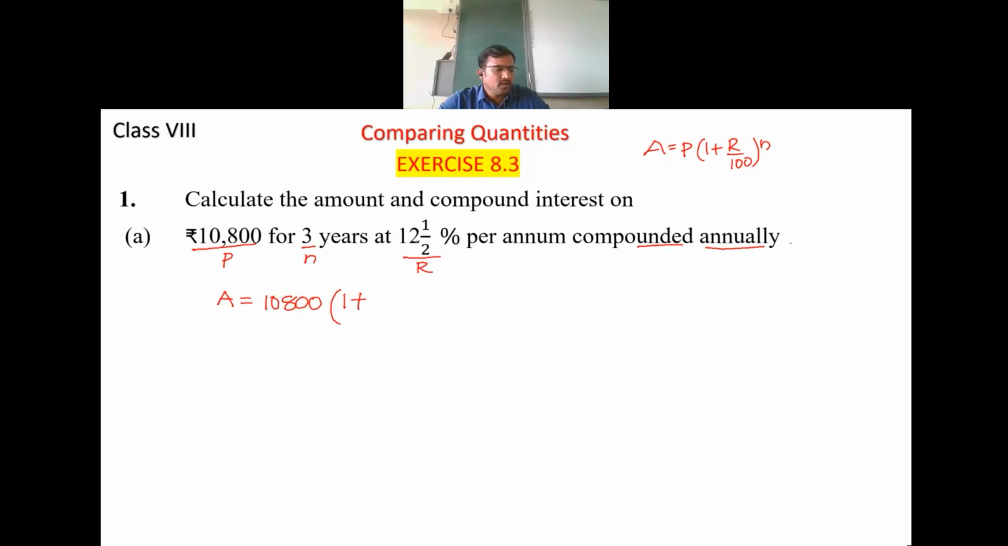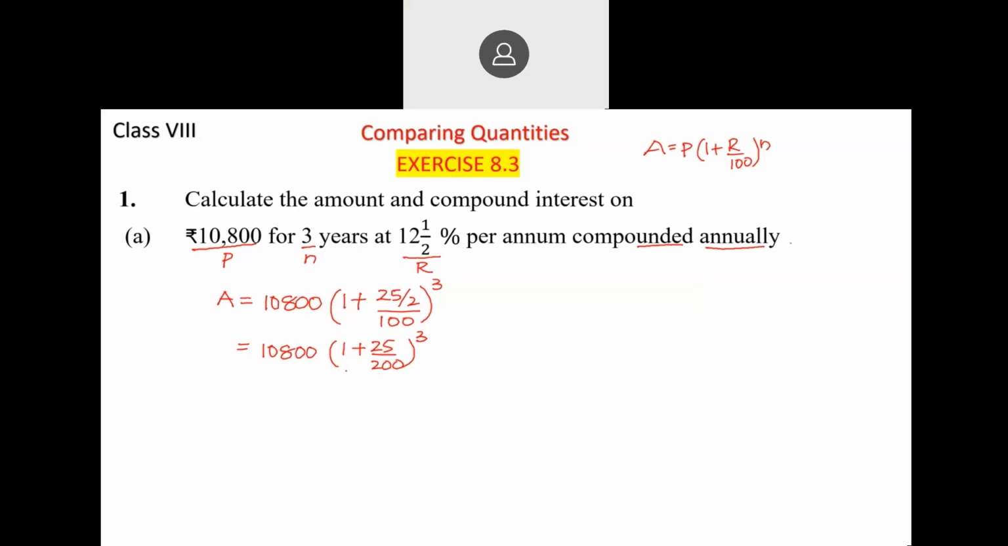It's 12 and a half, 25 by 2, divided by 100, to the power 3. This can be further simplified as 10800 into 1 plus the same thing, 25 by 200. When we simplify this fraction, it becomes 25 by 200 to the power 3. 25 by 200 can be further simplified by taking LCM. It's 1 by 8. That can be done.